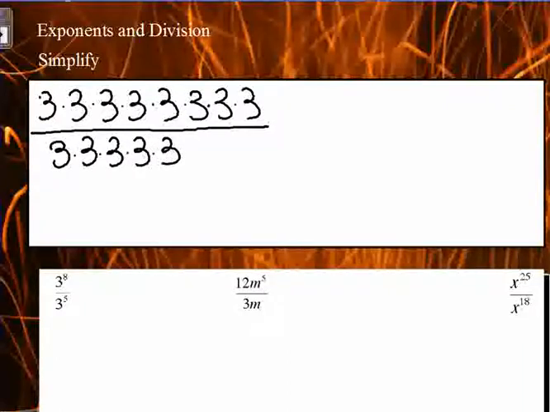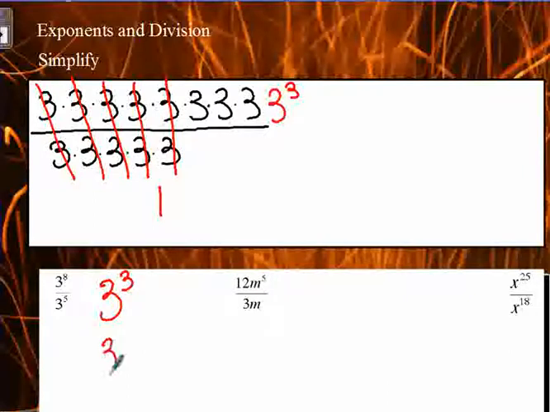Get out our slasher swords. 3 divided by 3 is 1, 1, 1, 1, and 1. What I'm left with is 1 on the bottom and 3 to the 3rd power on the top. So my answer is 3 to the 3rd, or 3 times 3 times 3, which is 27. Pause the movie now and write this example into your notes.